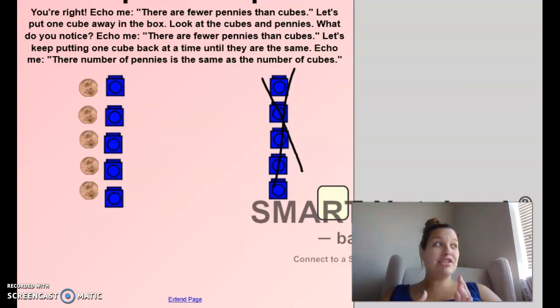So sometimes it may just say find the group that has the fewest, and sometimes it's going to say find the group that has the fewest and tell me how many more I need to make the groups the same as each other.